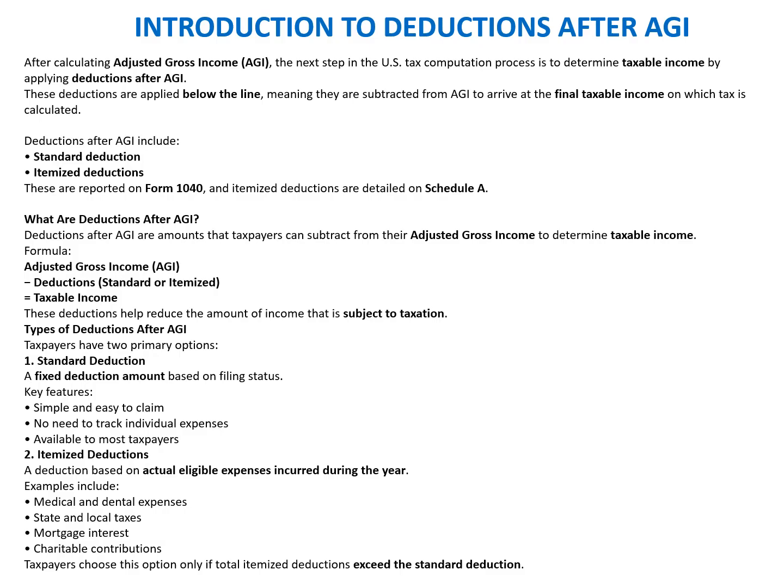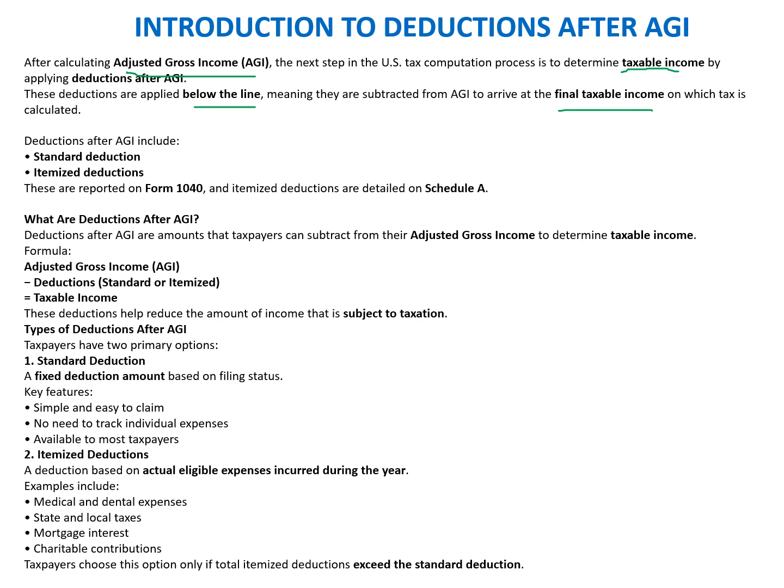Okay, so we are going to have a discussion on the introduction to deductions after AGI. We already understood the concept of above the line deductions, and we understood that above the line deductions are there to derive the adjusted gross income, and then adjusted gross income is further subject to a certain set of deductions to derive the taxable income. So these deductions are applied below the line, and these deductions are done to derive the final taxable income.